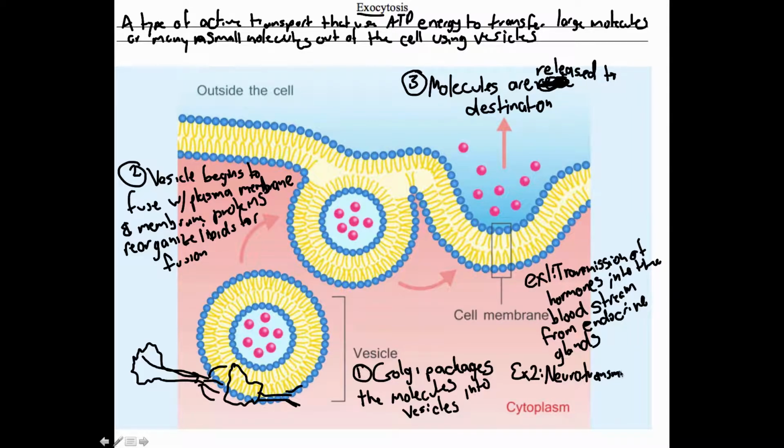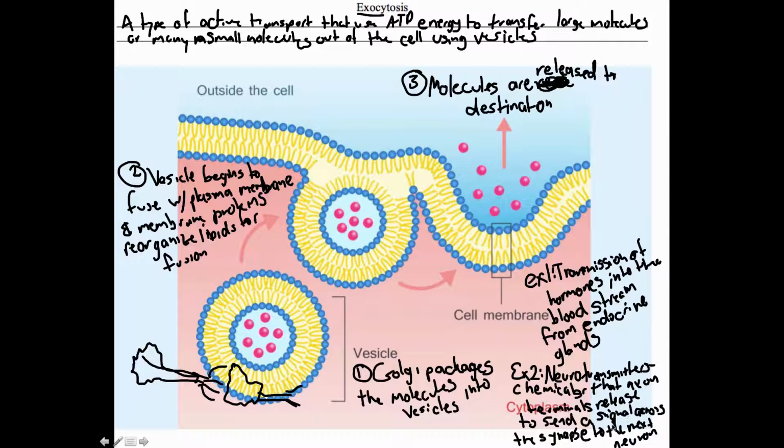So our example 2 is neurotransmitters. These are chemicals that axon terminals release to send a signal across the synapse to the next neuron. I had to squeeze that in there. All right, so that is our example number 2.